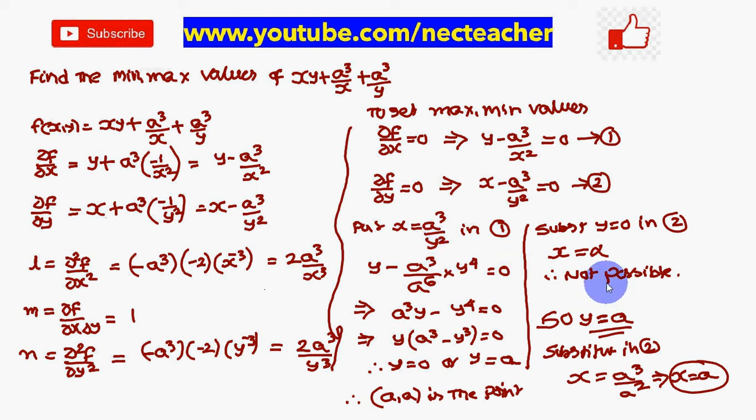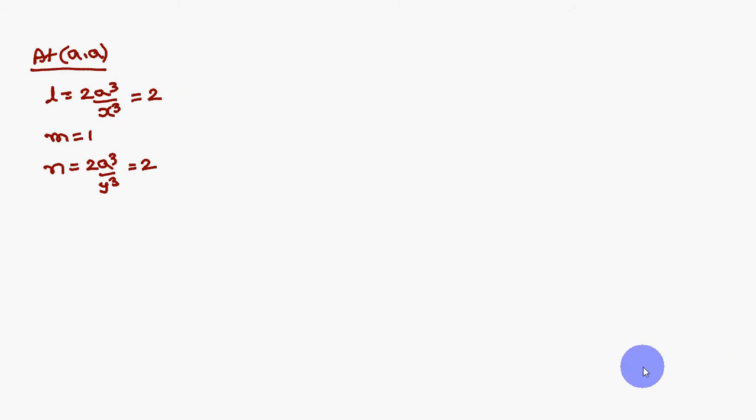So not possible. Therefore consider the second case, y is equal to a. If you substitute that one, what are you going to get? a cube by y square. In place of y you substitute a. a cube by a square means x is equal to a. So y is equal to a, x is equal to a. What is that point?